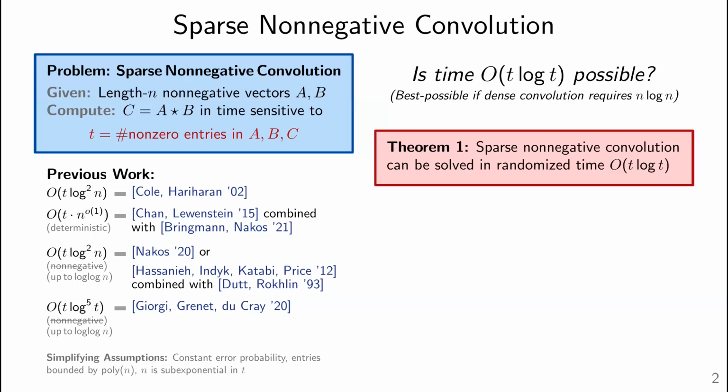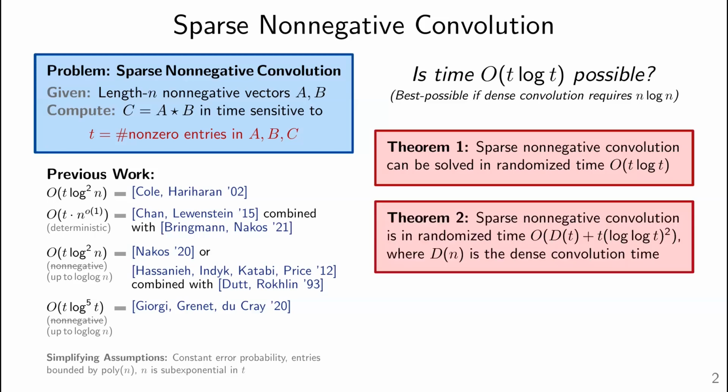Okay, but maybe you're not quite convinced that this shows an equivalence of these two problems, because it could still happen that the dense convolution problem admits algorithms which are faster than n log n. But even in that case, we obtain faster algorithms for the sparse non-negative convolution problem as well. Theorem 2 says we can actually get an algorithm with this running time, d of t plus t log t squared, where d of n is the running time of dense convolutions.